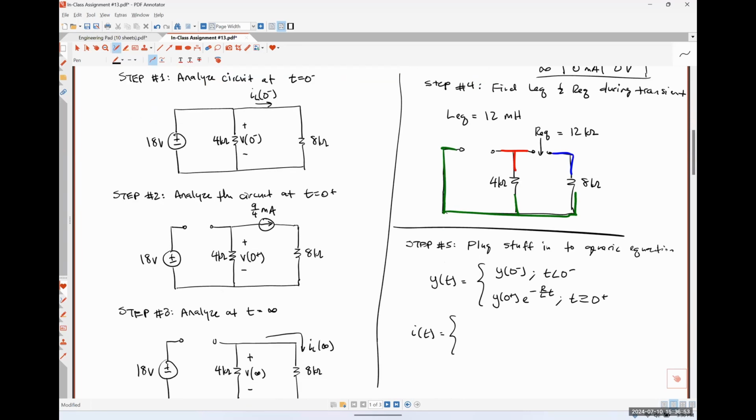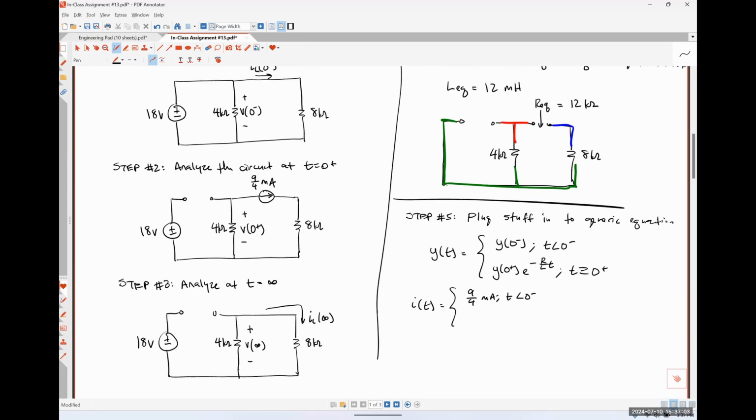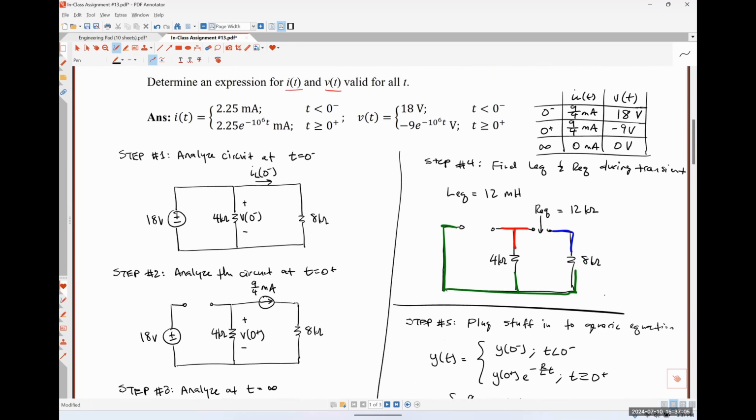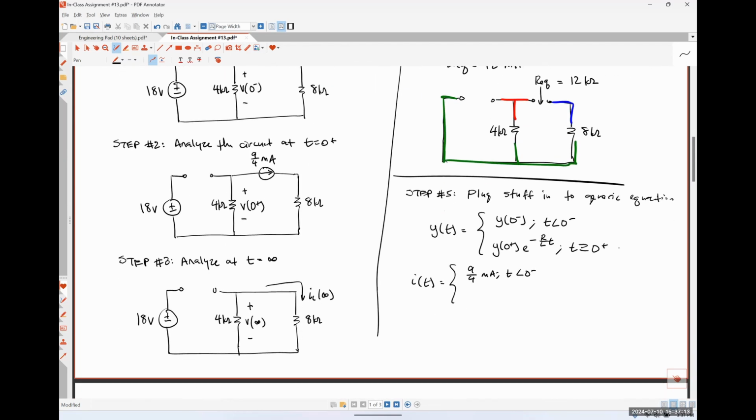Nine-fourths of a milliamp. So 9/4. What was I at 0 plus? Nine-fourths of a milliamp. Thank you, Leah.